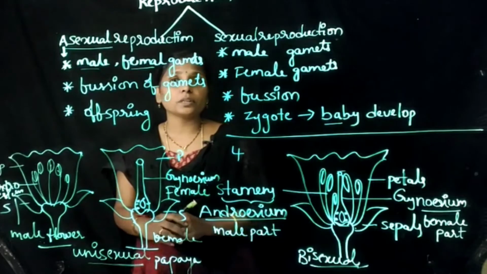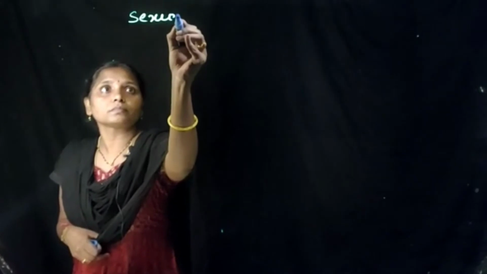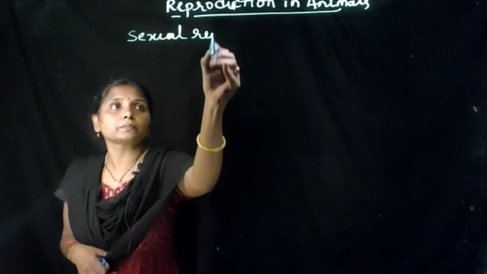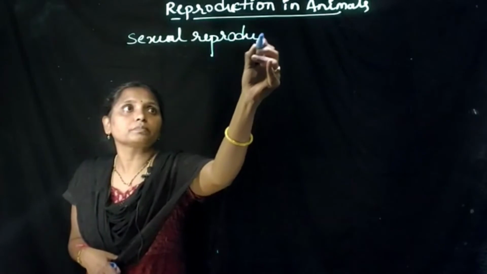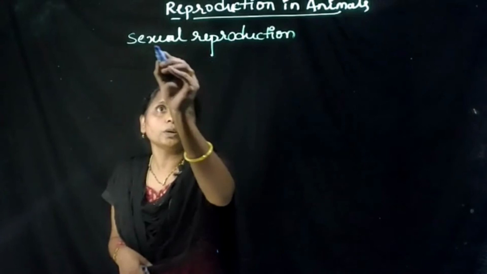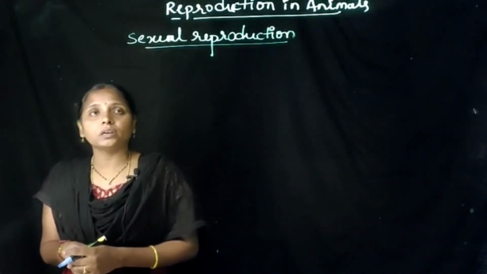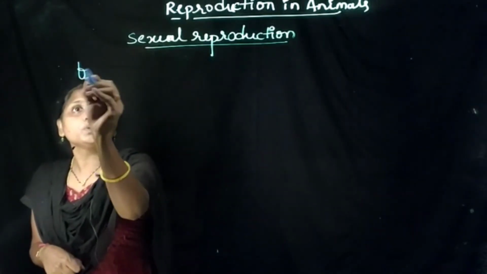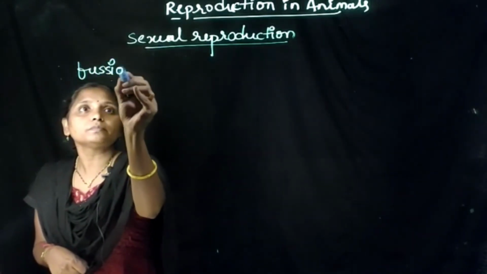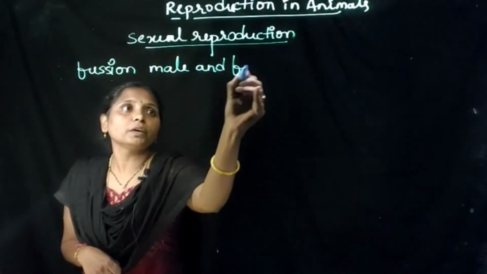Let us discuss animal reproduction, means in animals. Yes, let us discuss sexual reproduction in animals. Sexual reproduction in animals. Okay. So sexual reproduction means what? Here, fusion of male and female gametes.